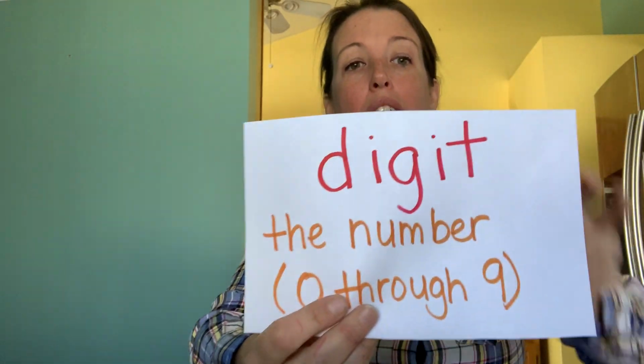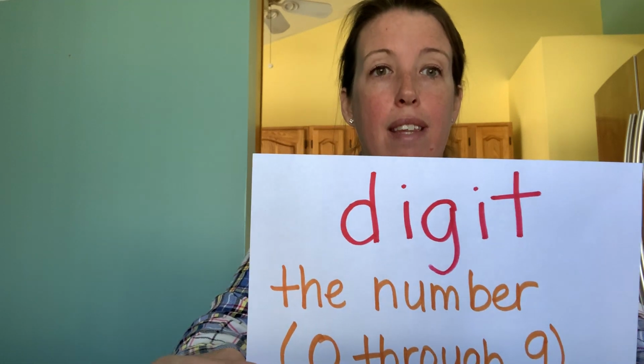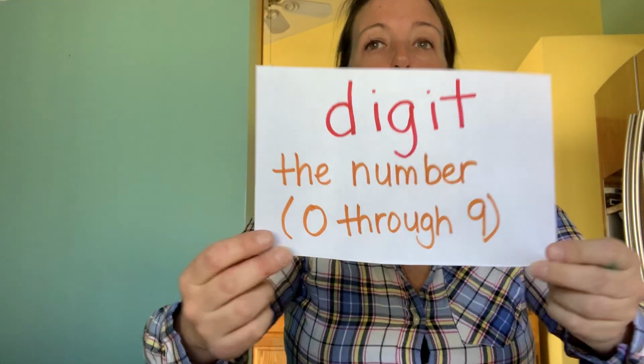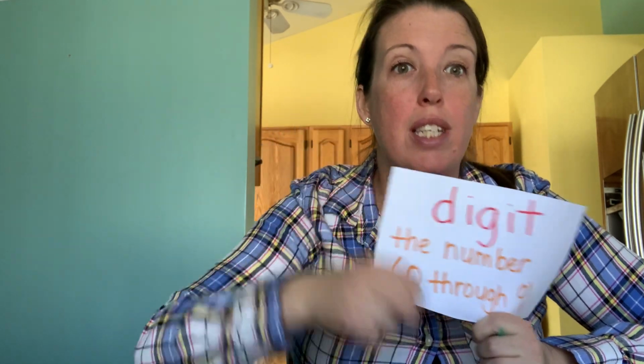So a digit is our first word. A digit is just the name of the number. And a digit can be any number 0 through 9. So the number 24 is not a digit. 2 is a digit, and 4 is a digit. And 2 and 4 are the 2 digits that make 24. But a digit just is the number, the name given to a number 0 through 9, okay?